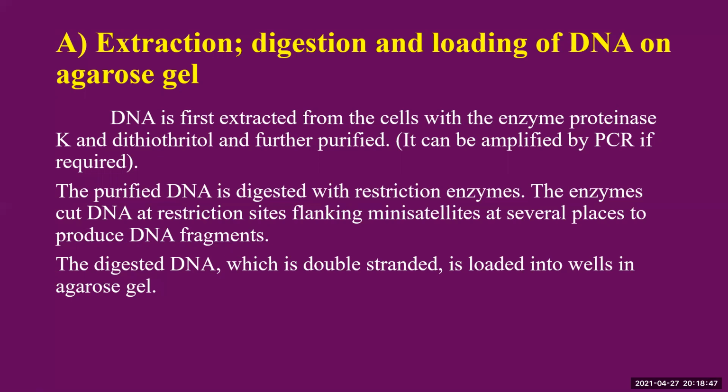The restriction enzyme cuts the DNA at restriction sites flanking the minisatellite, at several places, to produce DNA fragments. This digested DNA, which is double-stranded, is now loaded into wells of an agarose gel. That means we separate the fragments by performing agarose gel electrophoresis.